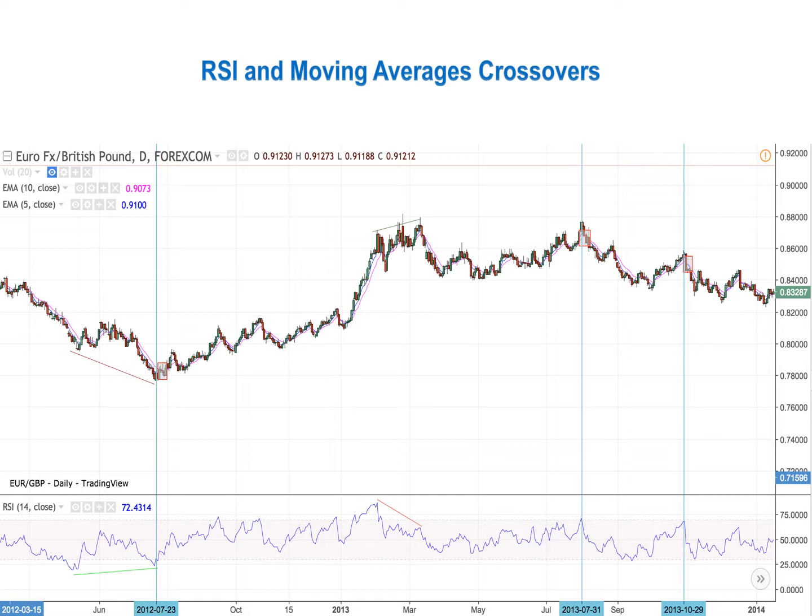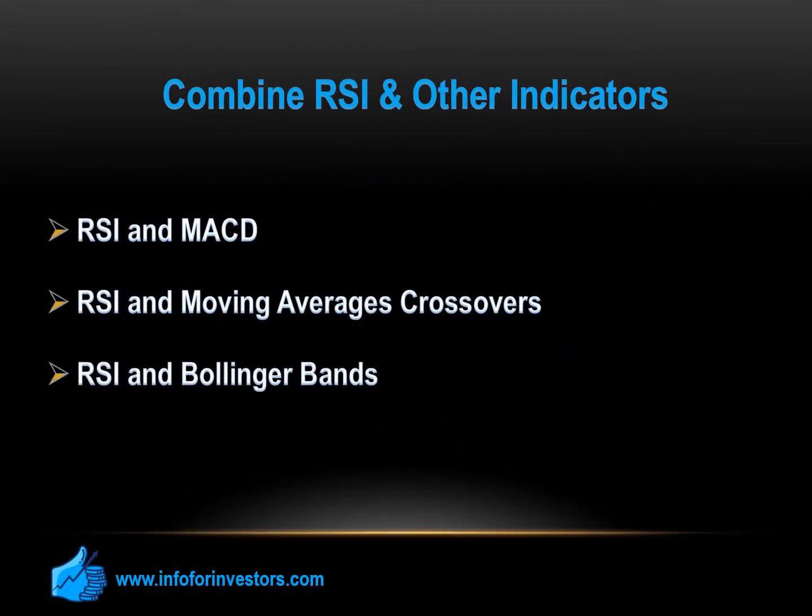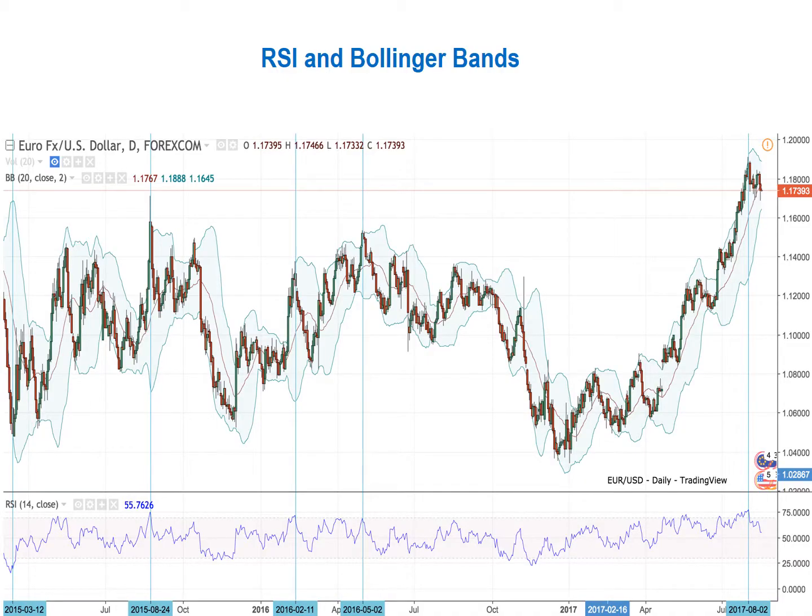The last combination I would like to discuss is RSI and Bollinger Bands. Bollinger Bands were developed by John Bollinger and represent a channel enveloping prices. It's a simple moving average, usually a 21-day MA, with two standard deviations plotted above and below it. Standard deviation is a simple measure of volatility. As a consequence, when volatility increases, the bands widen. Conversely, when markets are more quiet, the bands contract towards prices.